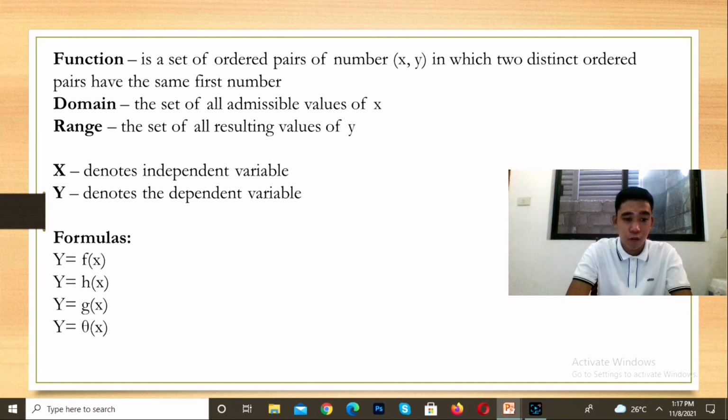Formulas: y equals f of x, y equals h of x, y equals g of x, and y equals beta of x.